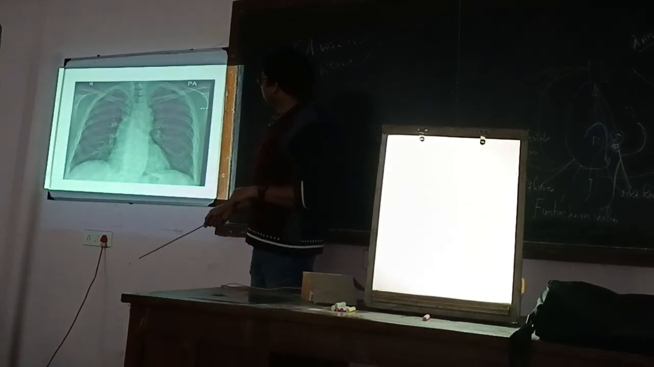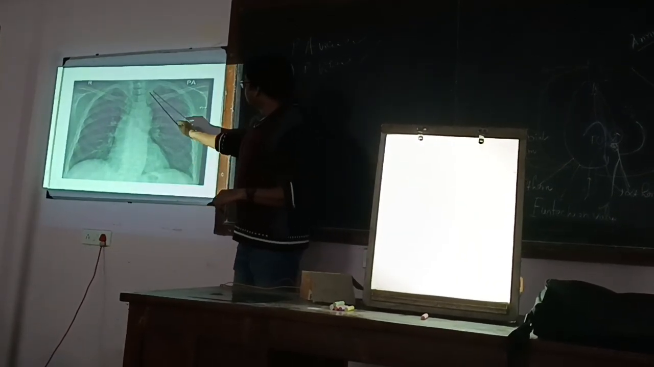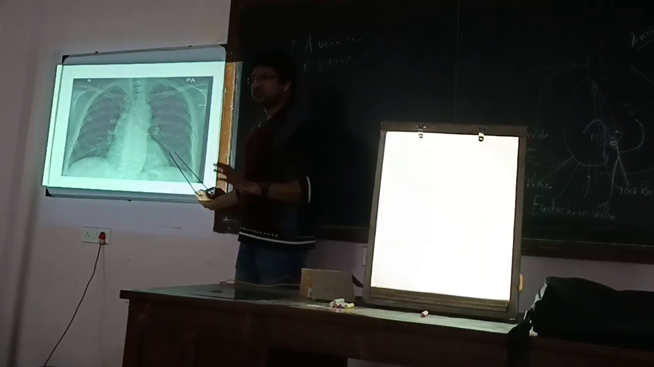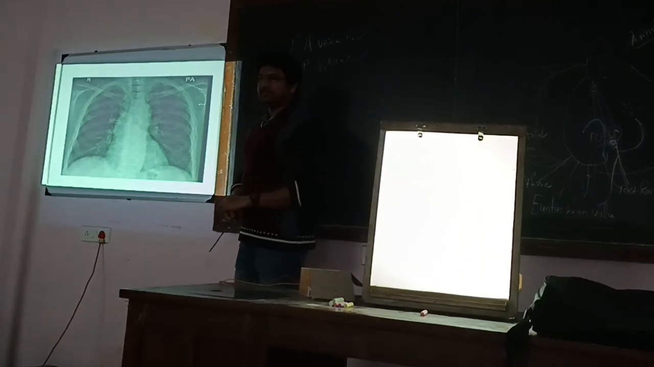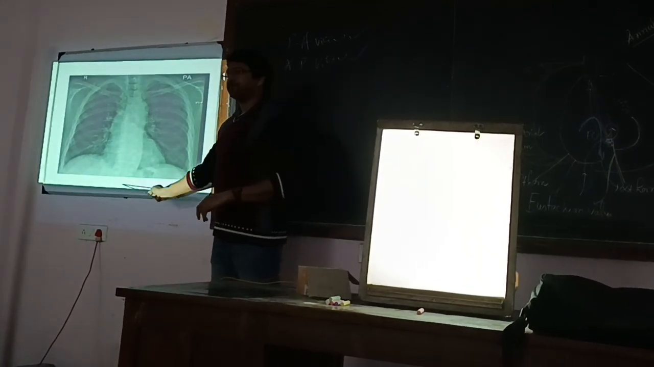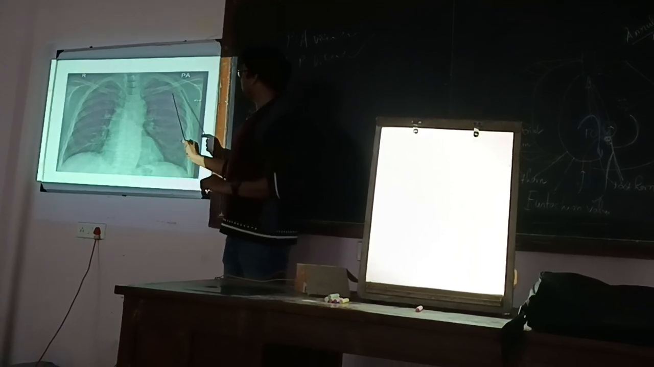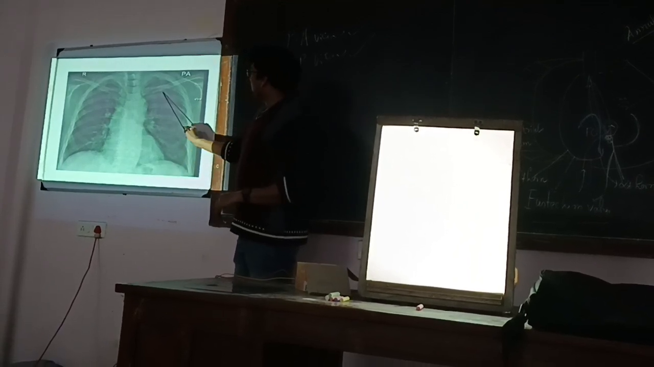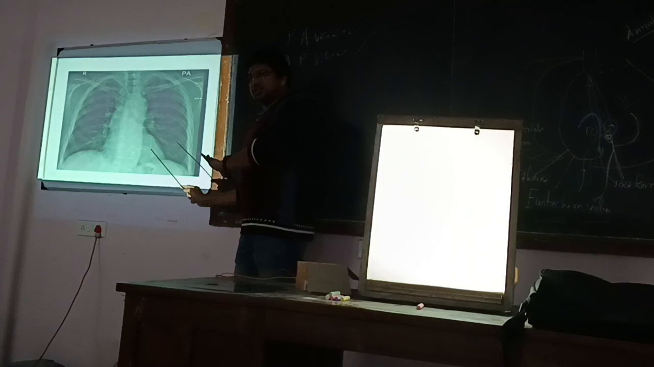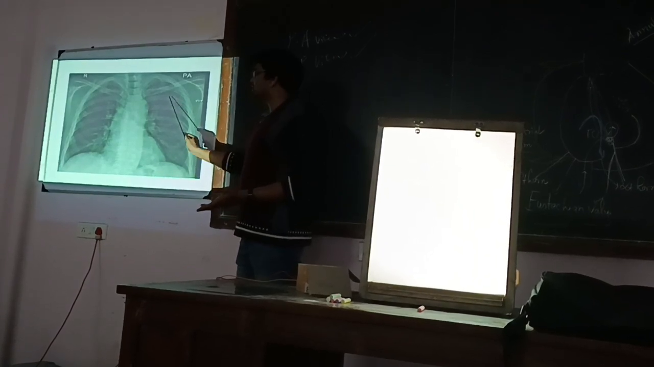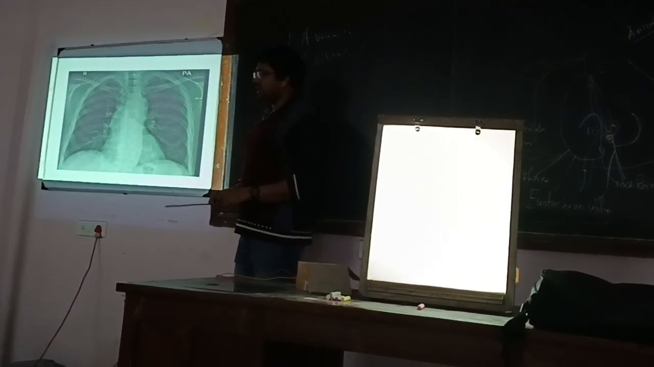First of all, you have to identify the solid structures, nothing but the bones, which are nothing but the ribs in case of thorax, and of course the vertebrae also. These things you are supposed to identify. If you identify the normal structures, then only you can identify the abnormal structures, like fracture of the ribs.